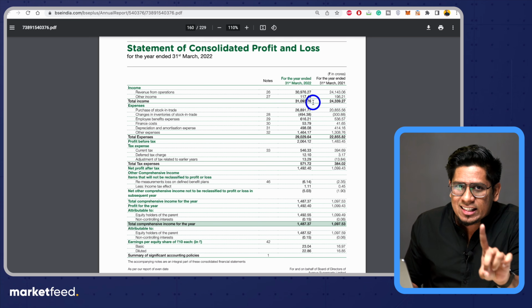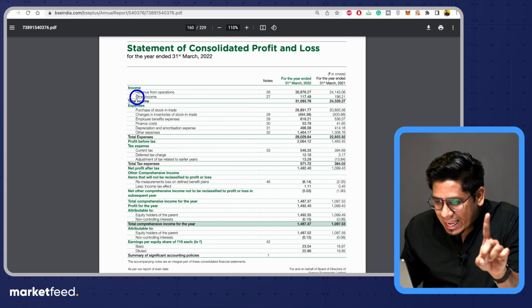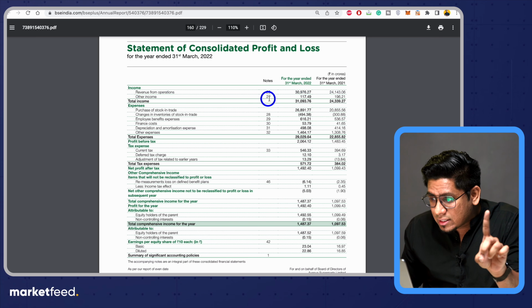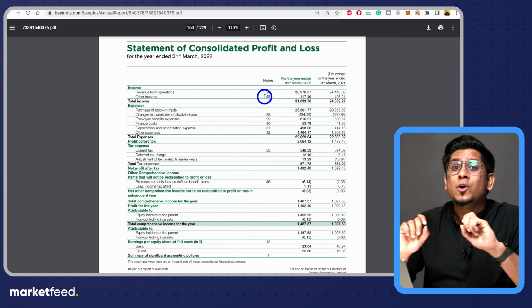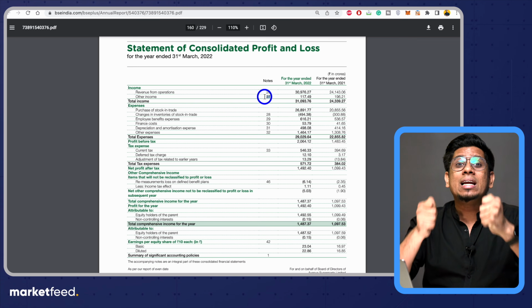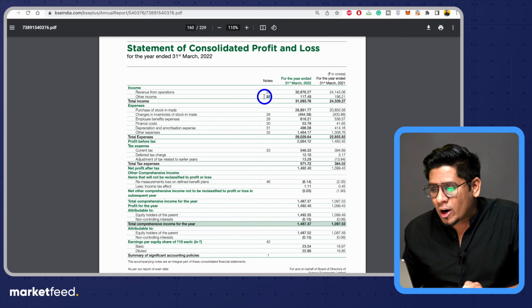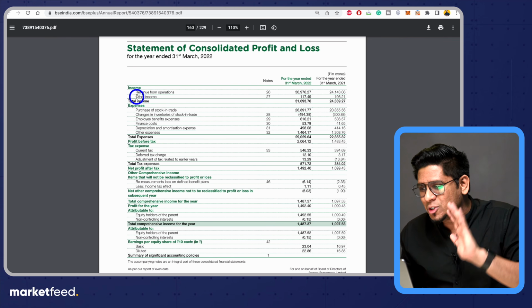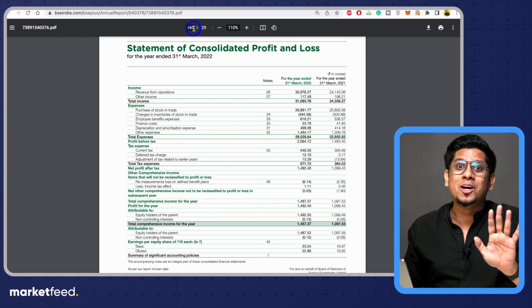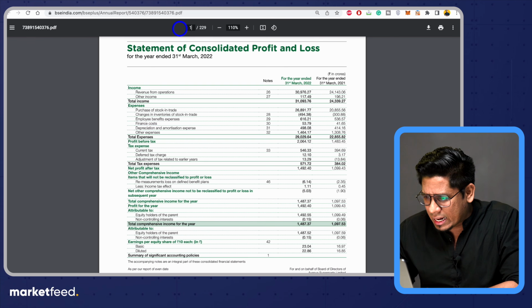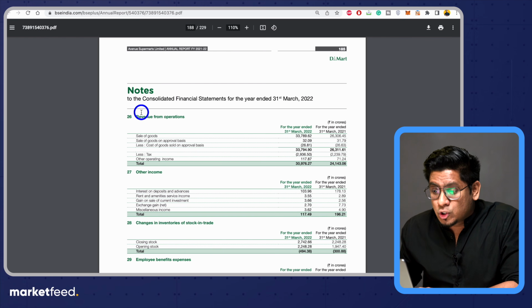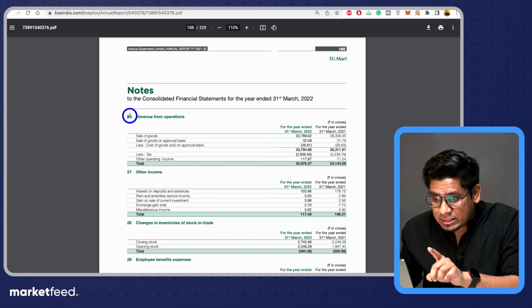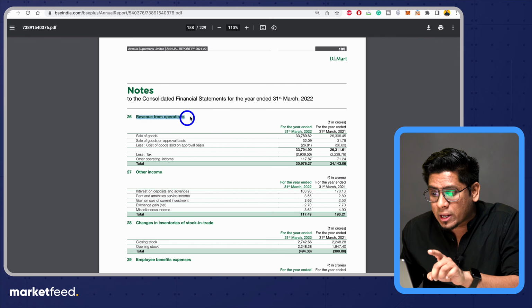Now we learned in the last video that you can read any line item here and there is something called notes. So if you go into notes, you can exactly have the breakup of what exactly is constituting the other income. Let's do that for an example. It would be fun. I've already looked into it. I know it is on page number 188, I guess. Right. So note number 26 tells us more about revenue from operations.